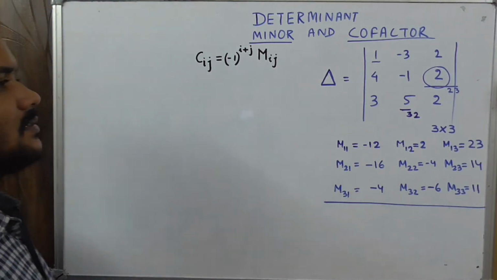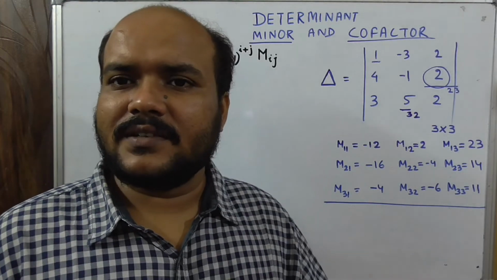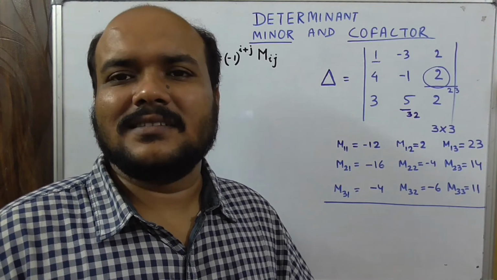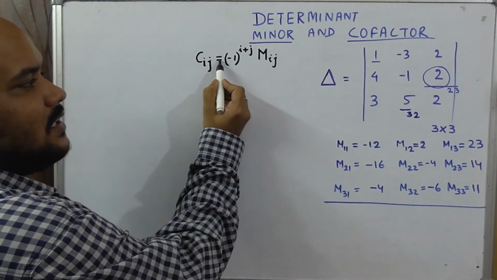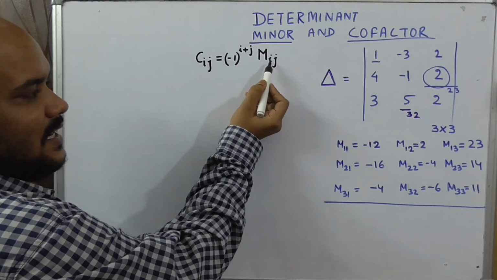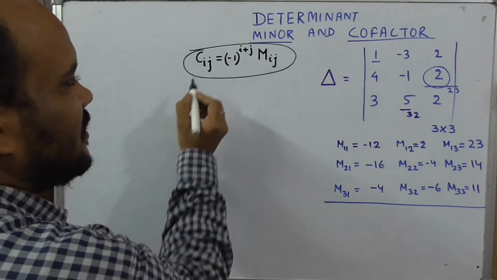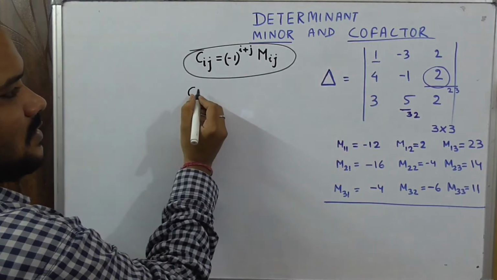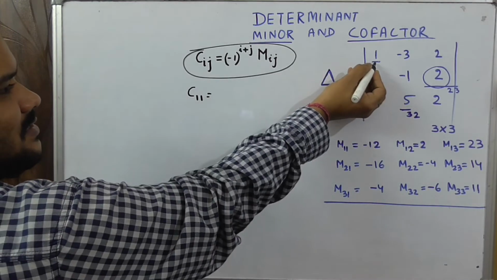Now let us think of how to find cofactor. Once we have already found the minor, cofactor is slightly easier because we have this formula: Cij equals -1 to the power i plus j times minor Mij. So this is the formula. Based on this formula, let's say I want to find the cofactor at this position, so it would be C11.